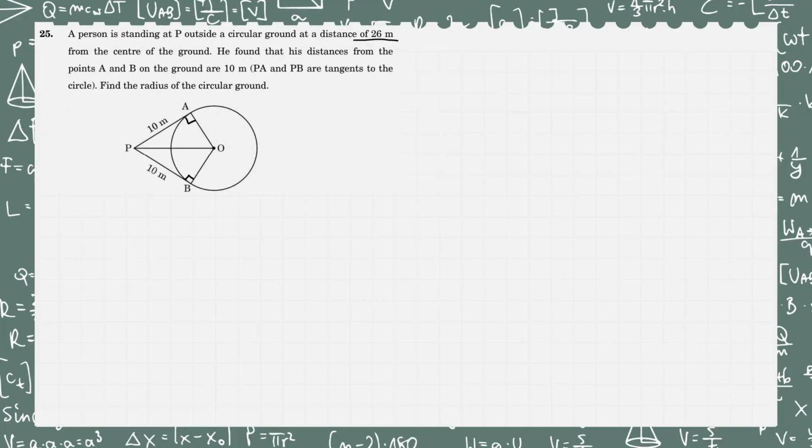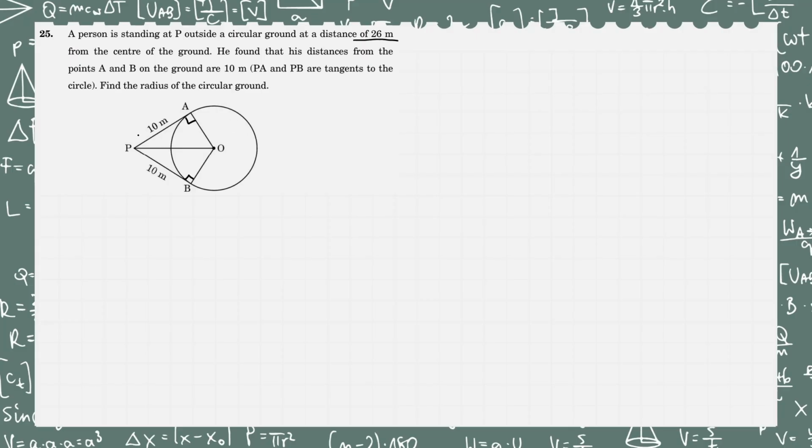Sum number 25. A person is standing at P outside a circular ground at a distance of 26 meters from the center of the ground. He found that his distances from the points A and B on the ground are 10 meters. PA and PB are tangents to the circle. Find the radius of the circular ground. So let us see the picture.